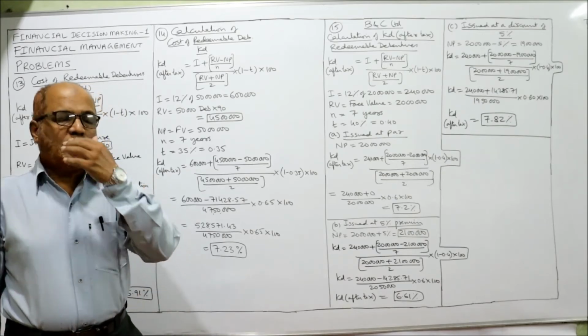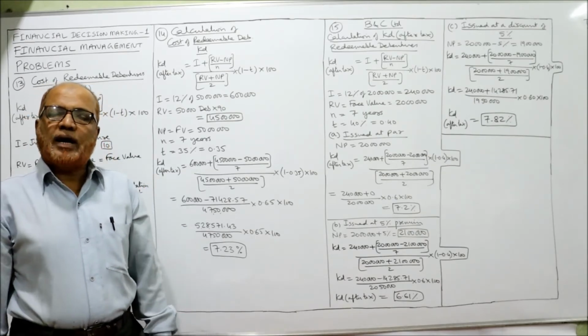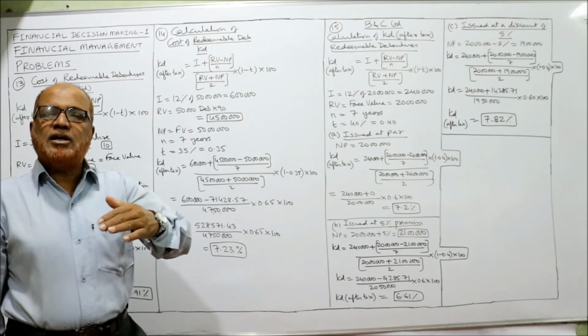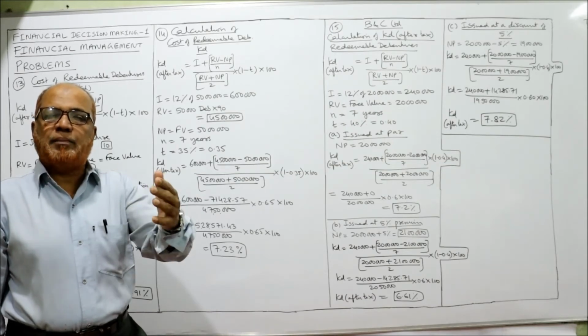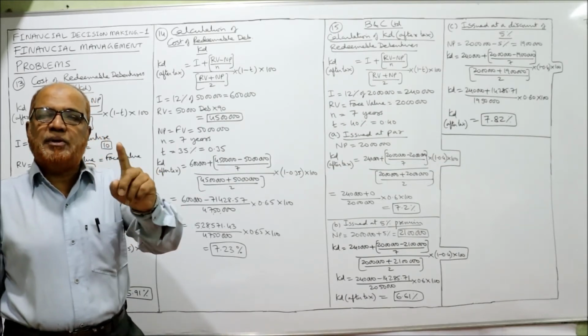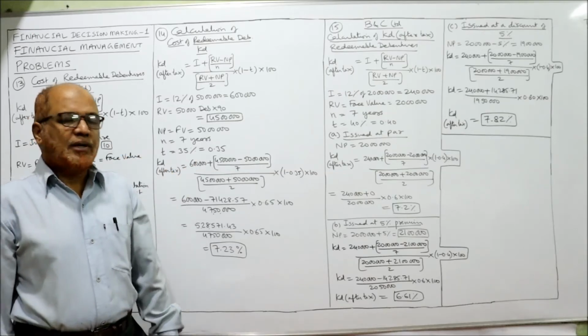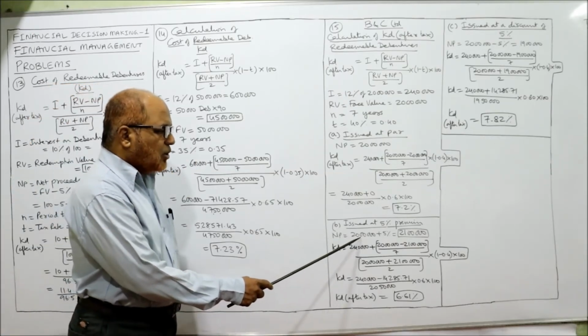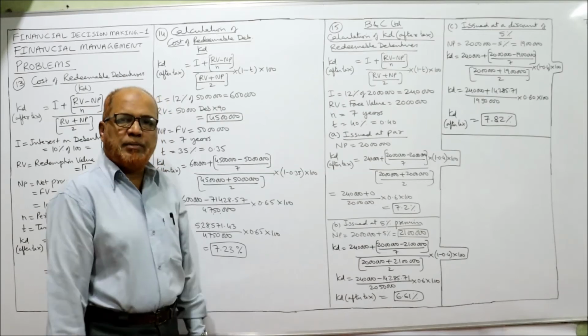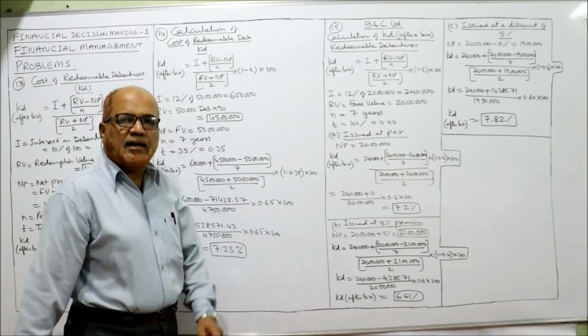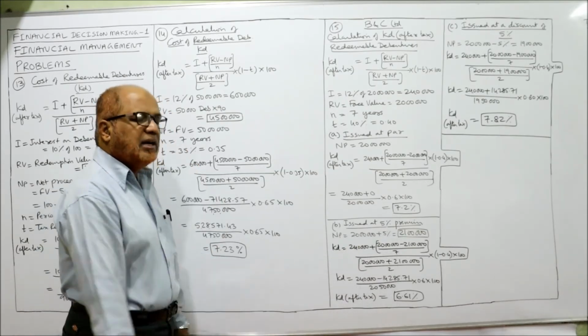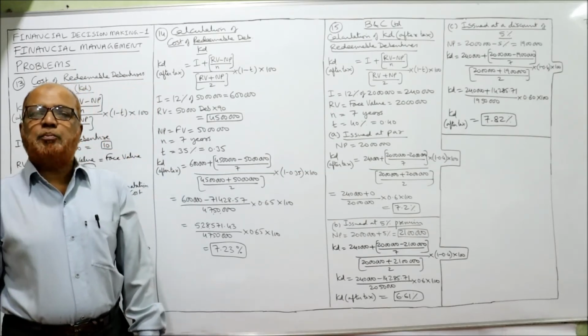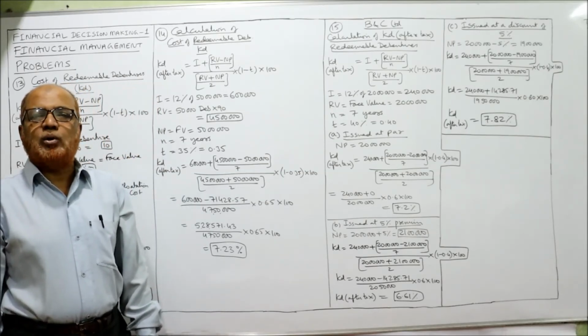Now the second situation, issued at 5% premium. Premium will be added to the face value. So at the time of issue, the company issued at 5% premium. A 100 rupee debenture will be issued at 105. So net proceeds is equal to 20 lakh plus 5% premium. 5% of 20 lakh is 1 lakh, so it will become 21 lakh. So net proceeds NP is equal to 21 lakh.